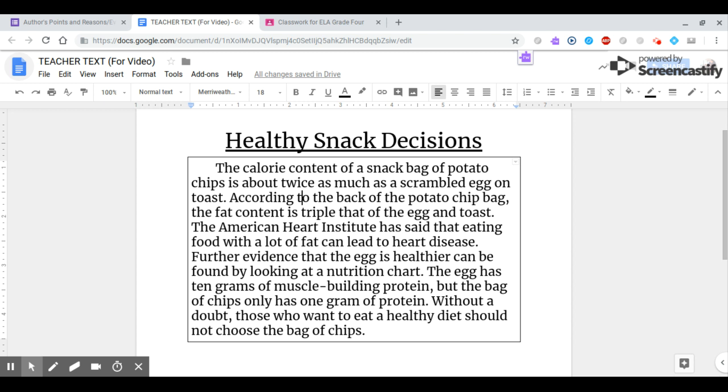So, I'm going to ask myself, what is the point the author is trying to make in this passage, in this paragraph? I think that the author is trying to get me to eat an egg and toast instead of a bag of potato chips.